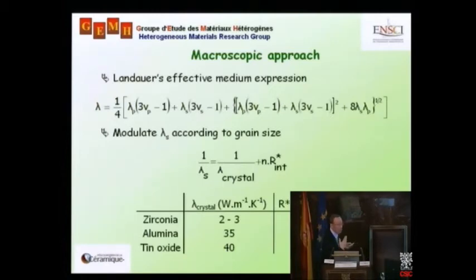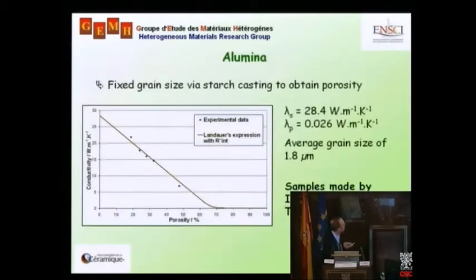So perhaps we can improve our model. So here you can see we've actually done two things. One, we've fixed the grain size by using starch casting. So these samples were made in Prague, in Willy Pap's group. And so this fixes the average grain size not to vary with the preparation conditions. In other words, we've used the same firing cycle for all these samples, and the pore volume fraction has been varied by the amount of starch incorporated into the mixture to start with.